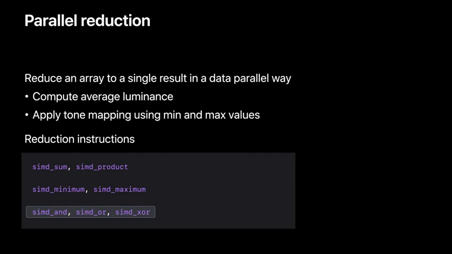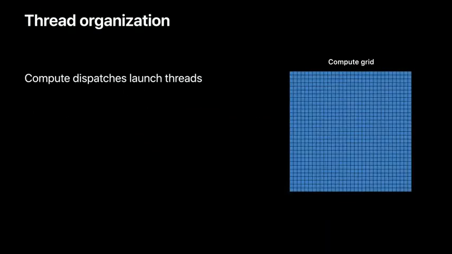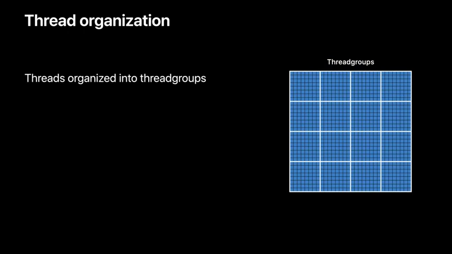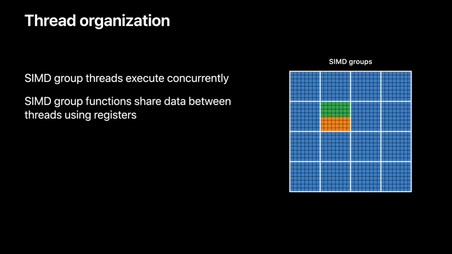Before going over the reduction operations in more detail, let's look at how threads are organized into thread groups and SIMD groups. Compute dispatchers launch a set of individual threads that are represented as a grid. This grid of threads is divided into smaller subgrids that are called thread groups. Thread groups are further organized into groups of 32 threads that are called SIMD groups. The threads of a SIMD group run concurrently in lockstep. SIMD group functions exploit this lockstep execution to share data between its threads.